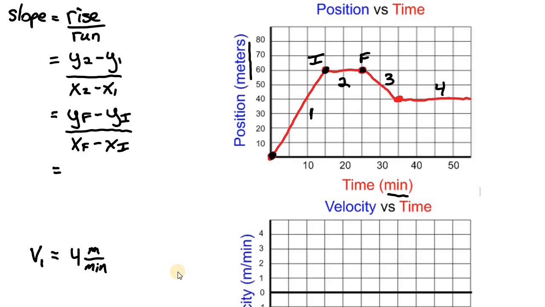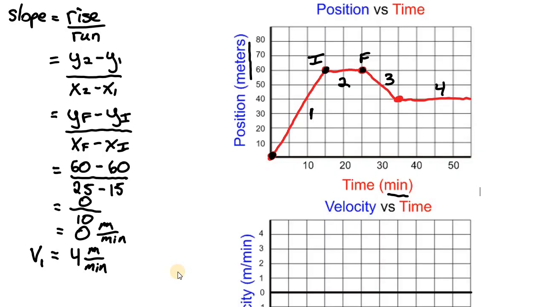YF. Well, our Y is 60 for F. Minus YI. Oh, that's also 60. Divided by XF, which is 25, minus XI, which is 15. 60 minus 60 is 0. Divide that by any number, and our answer is going to be 0 meters per minute. And this is our velocity 2.